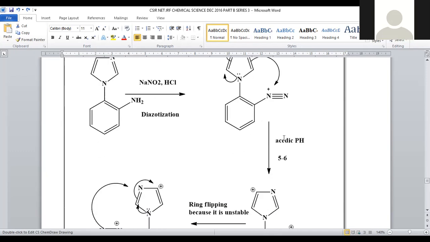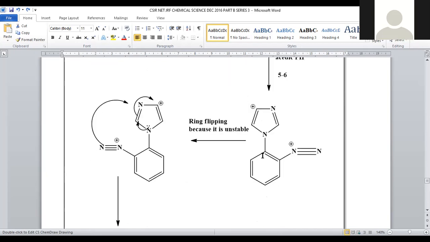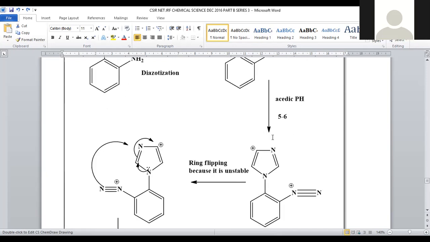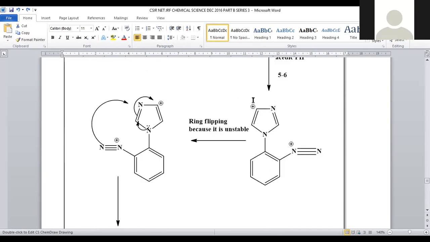From this benzene diazonium salt, under acidic conditions, what will we do? Under acidic condition, H plus will be discarded so that the formation of carbocation is possible. The H plus will be used to absorb the H minus, and there is a generation of carbocation. Carbocation will be generated. This kind of arrangement is highly unfavorable.